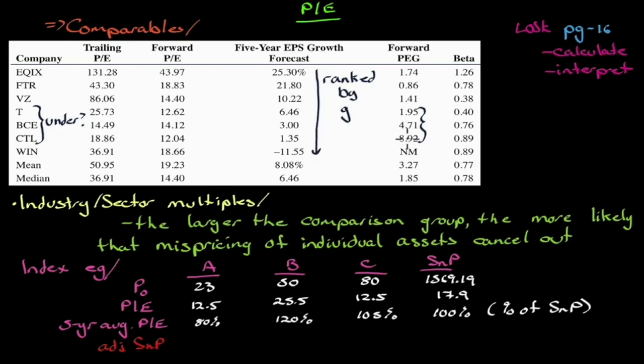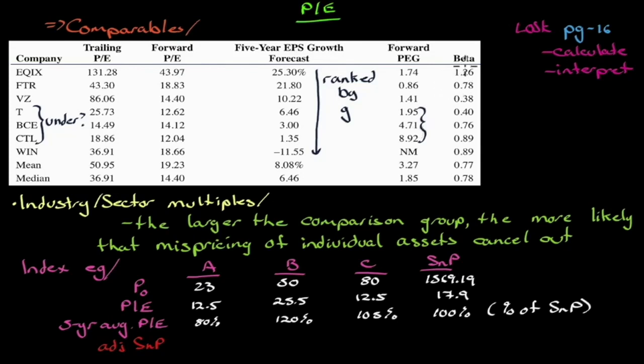What is undervalued? Well, look at this one over here. FTR is extremely undervalued. It had a trailing PE of 43.30 versus the industry at 36.91. We were thinking that, well, that clearly looks like it's overvalued. We would have been shorting FTR and Verizon, and we would have been buying BCE and CTL. But once we get over here, that's the last thing we want to do. We would have been wrong, or at least it looks like we would have been wrong because we didn't consider the growth rate. Once we consider growth, it doesn't look so good, right?